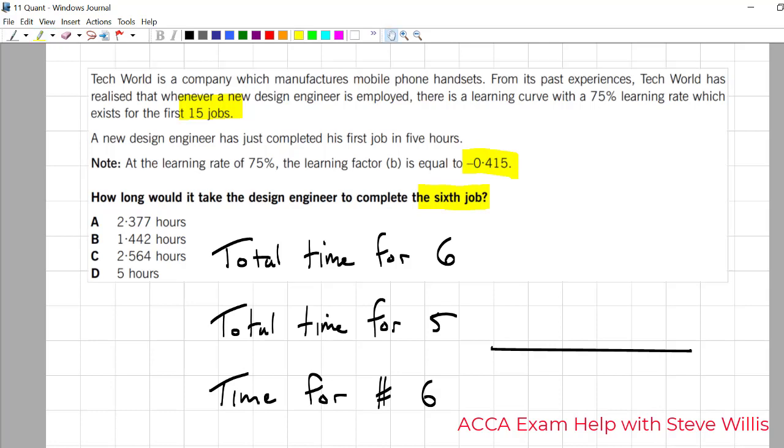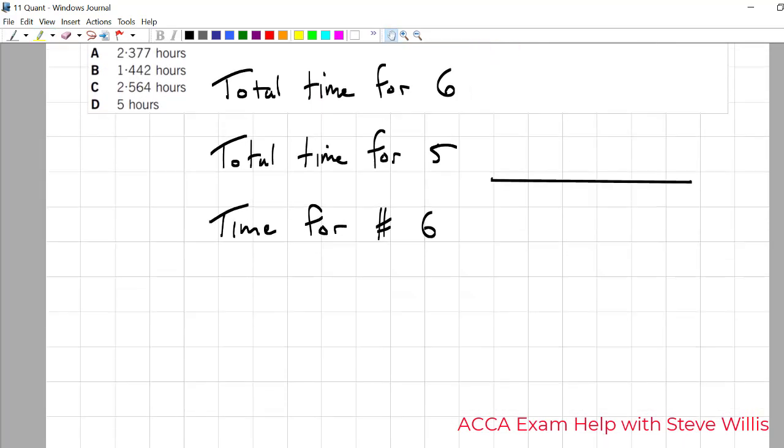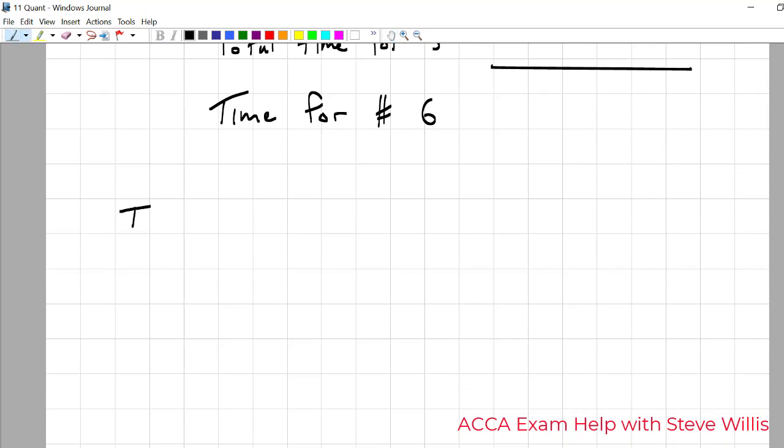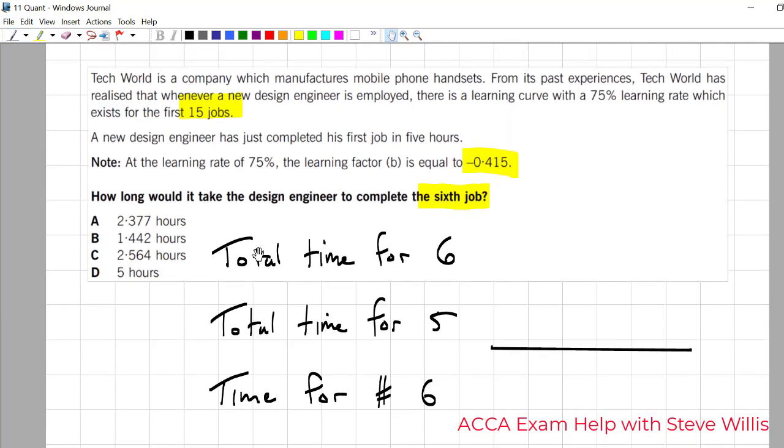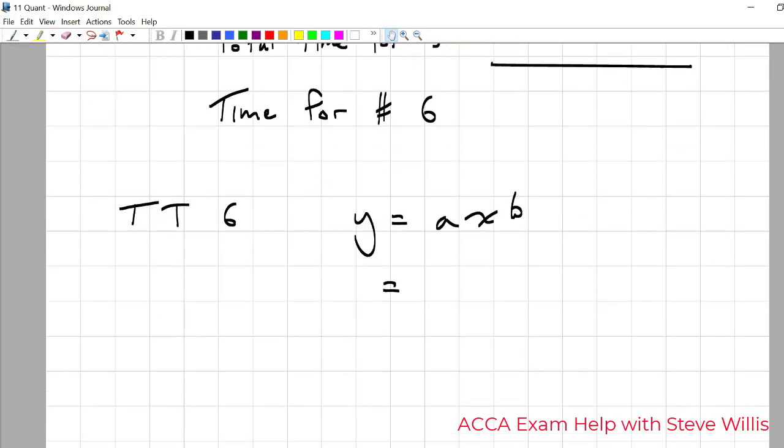I'm going to go down a bit. I need more space. So the total time for 6, y is equal to ax to the power of b. Okay. A, the time for the first one. Did they tell us that? The first one took how long? 5 hours. Buried. Look at that. They put it like that in the sentence to make it a little more difficult. They encoded that number in words. Okay, so you must carefully read.